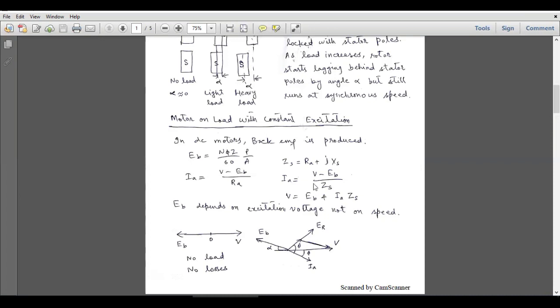But if we are not ignoring the armature resistance, then this ER vector will not be exactly 90 degrees with this armature current, but slightly smaller than 90 degrees, for example 80 degrees or 85 degrees. But if we ignore this RA, then ER will be exactly at 90 degrees with this IA vector. So I hope this thing is now very much understandable.